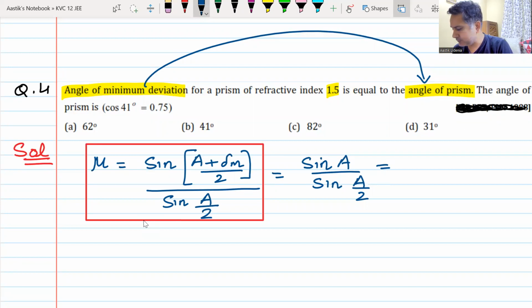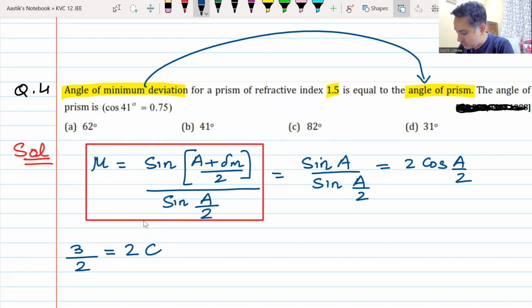3 by 2? 2 cos A by 2. Yes, bacha. You must be knowing this. So I have 3 by 2, which is the refractive index, equal to 2 times cos A by 2. So my cos A by 2 becomes 3 by 4. As soon as you get 3 by 4, you can see it here.